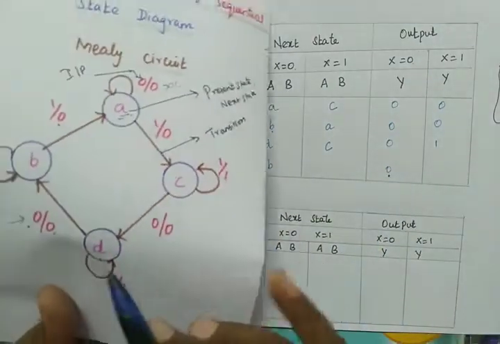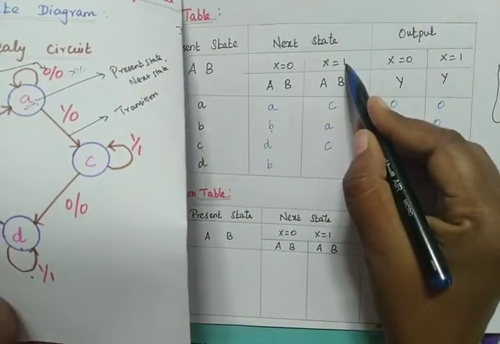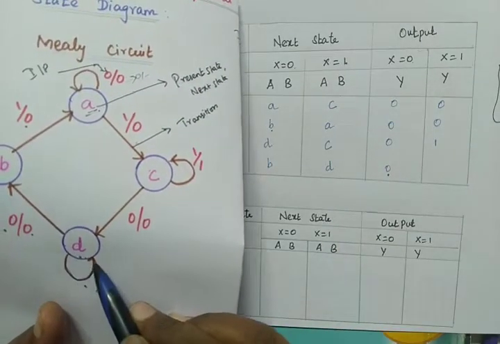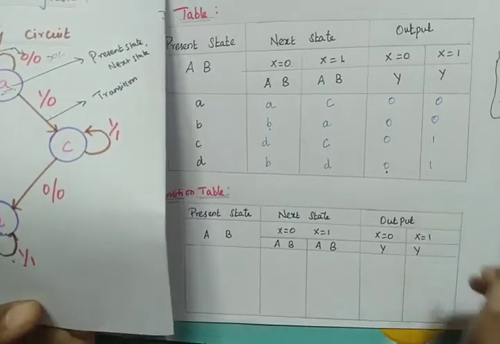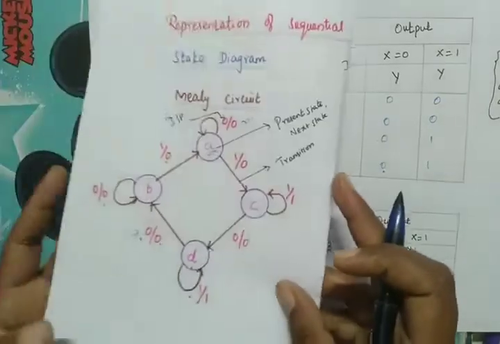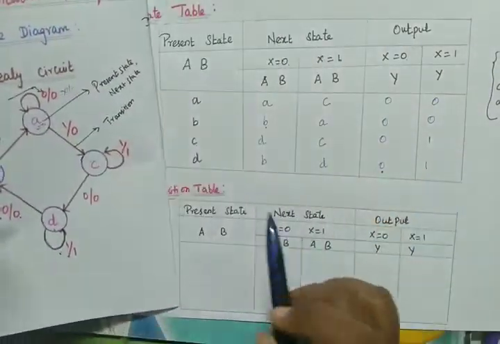Next, D, when the input is 1, it remains in the same state 1, and the output for that is 1. So this is how we have to write the state table. This is called a state diagram. So from the state diagram, we have to write the state table.